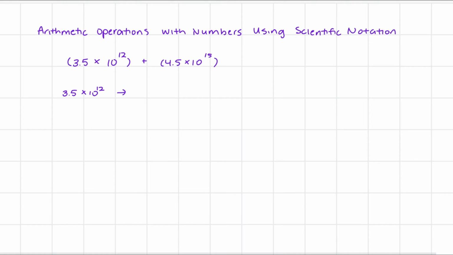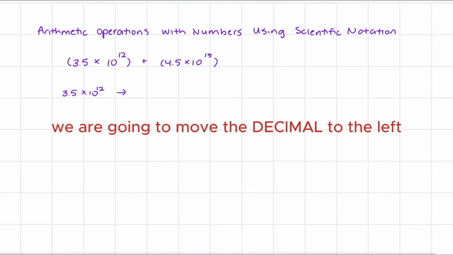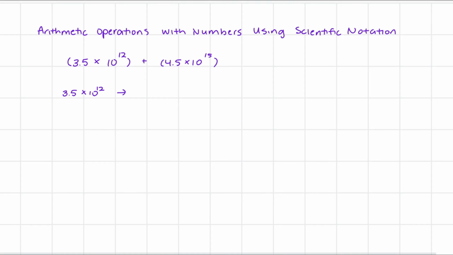What we can do, because we're moving from smaller to larger, we're going to move the decimal to the left. So add 2 zeros in front of the 3.5 and move the decimal point. So this will actually be 0.0035 times 10 to the power 15. Now we can add 0.0035 and 4.5 and keep the power of 10. So it will be 4.5035 times 10 to the power 15.